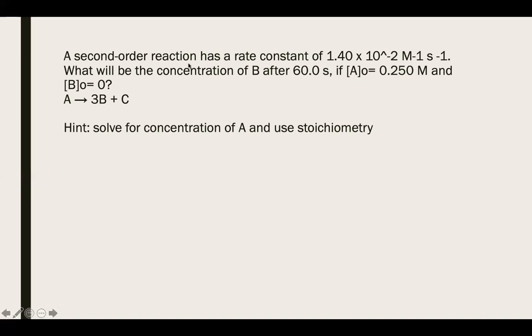So they give you a little hint for this one that says solve for concentration of A and then use stoichiometry. So right now we're not even going to consider B. We're just going to think about A. We're given that it's a second order reaction, so we can use our integrated rate laws again. If it's a second order reaction, that's going to give us the equation 1 over A equals 1 over A initial plus K times T.